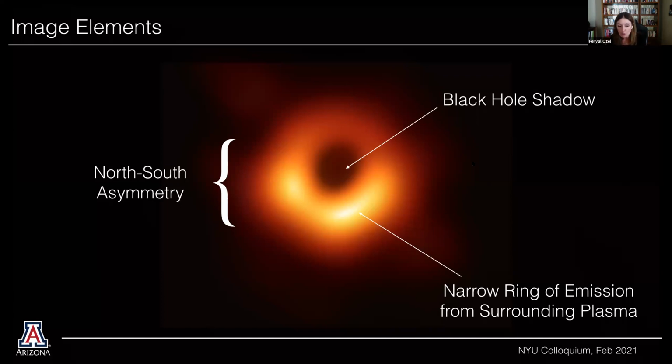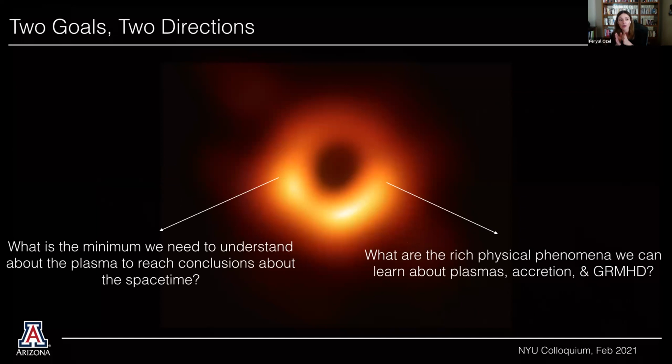So how do we make progress in turning an image like this into a metric test of the black hole, or into further understanding of the ring of emission from the plasma? At this point, these are actually orthogonal goals, so I'm going to take you in two different directions. If our goal is to understand the space-time, the question we ask ourselves is: what's the minimum that we need to understand about the plasma in order to reach conclusions about the space-time? Basically, does it depend on very detailed models of a turbulent accretion flow, or are there things that we can say about the Kerr space-time of a black hole, for example, without having to do that?